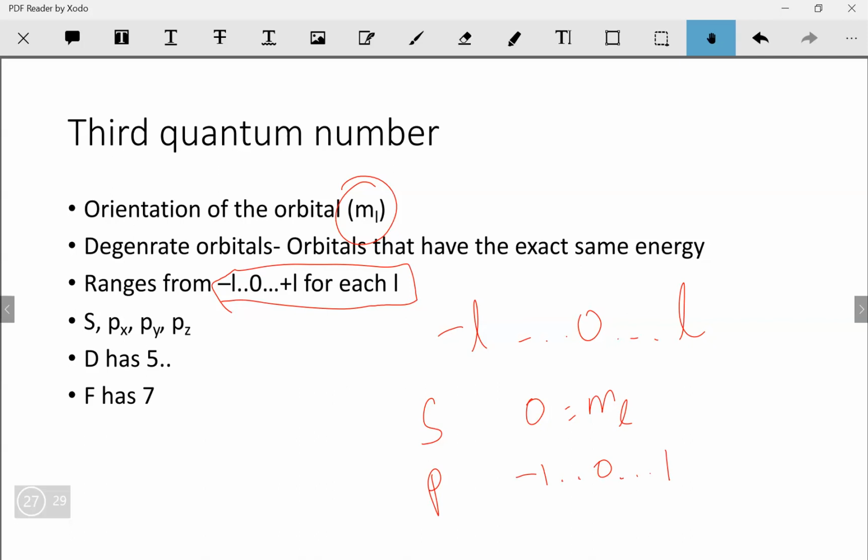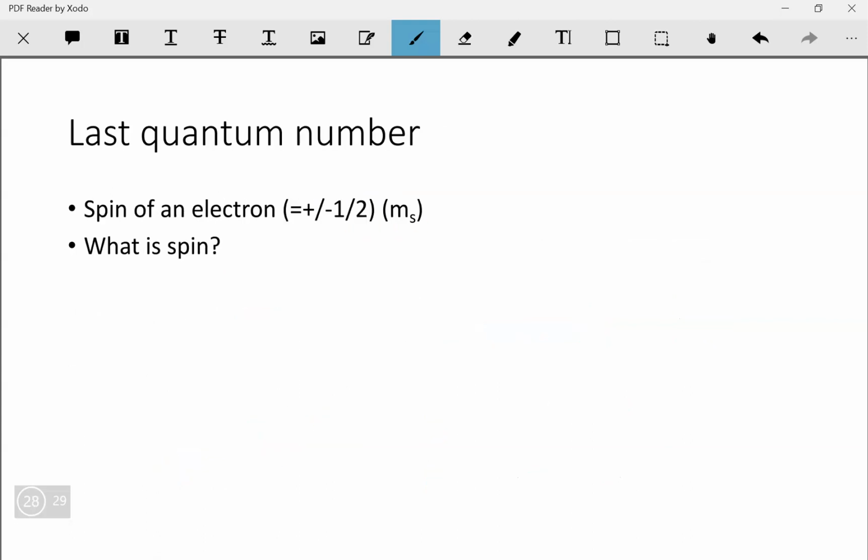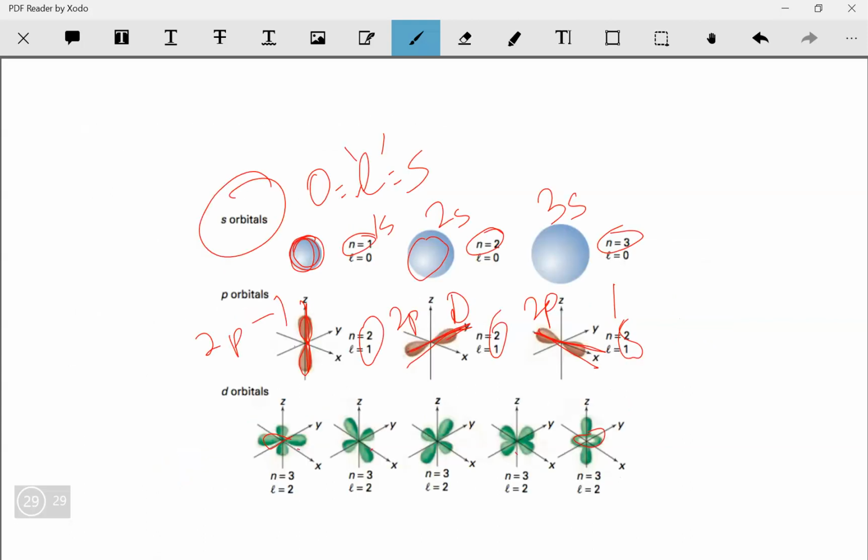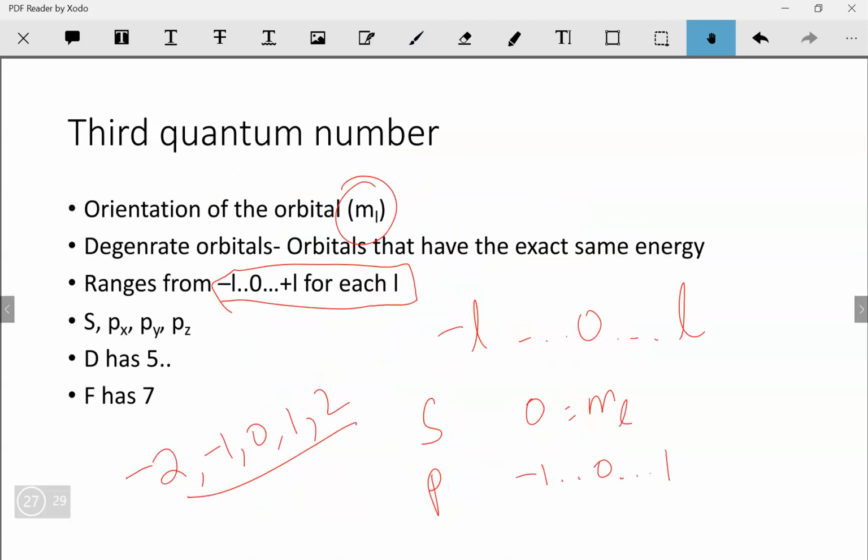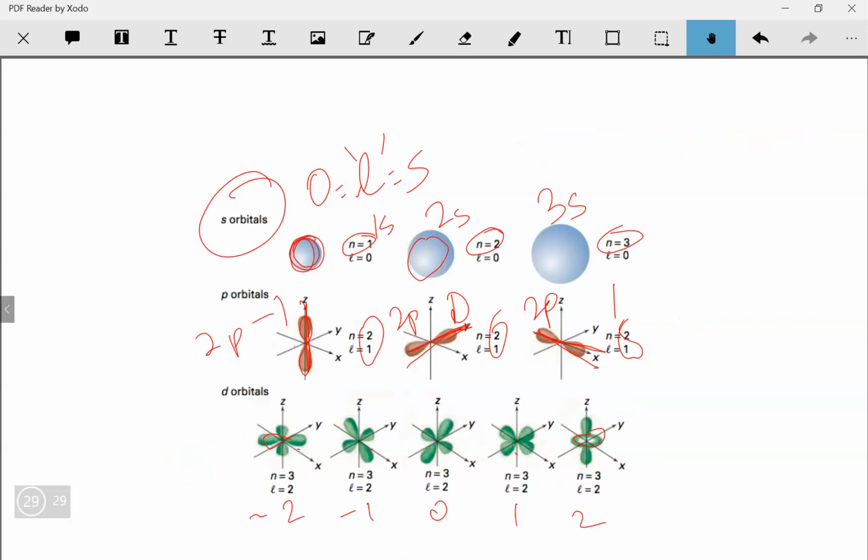The d orbital again ranges from negative 2 to negative 1, 0, 1, 2. So there are 5 of them. That's why we see 5 different shapes for the d orbital: negative 2, negative 1, 0, 1, 2, corresponding to 5 different ml, or magnetic quantum number values. And the f orbital, with l equal to 3, ranges from negative 3, negative 2, negative 1, 0, 1, 2, 3. So there are 7 of them. The shape of the f orbital, I think it's on the next PowerPoint, you don't really have to know that.